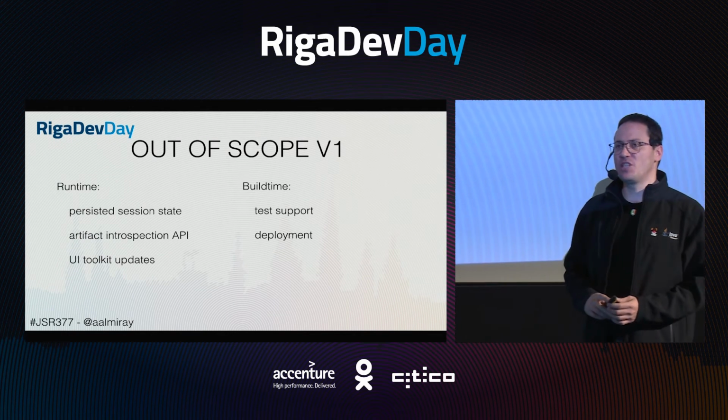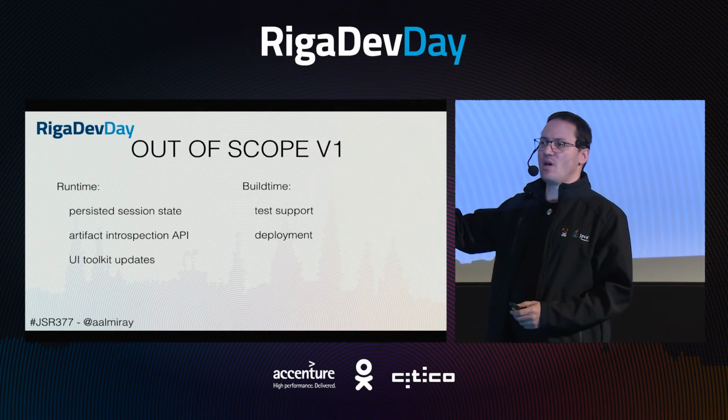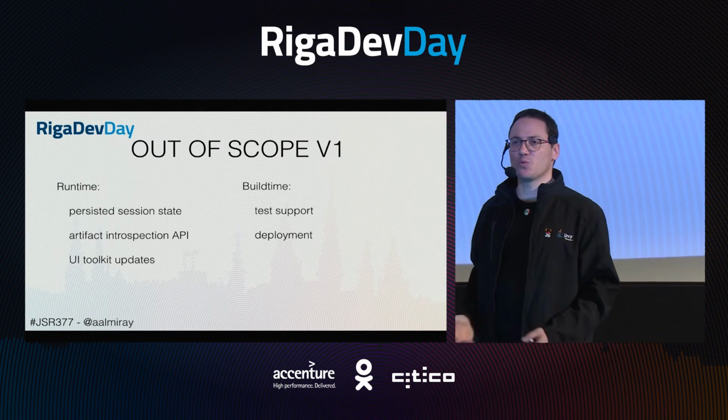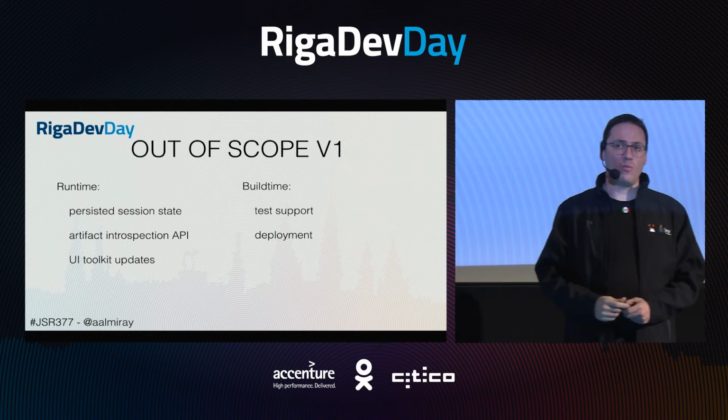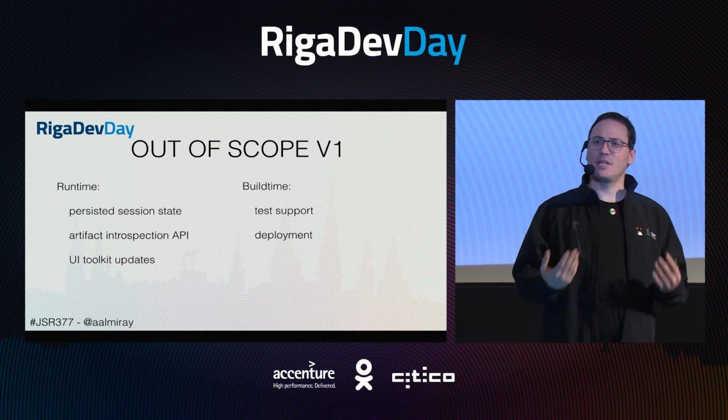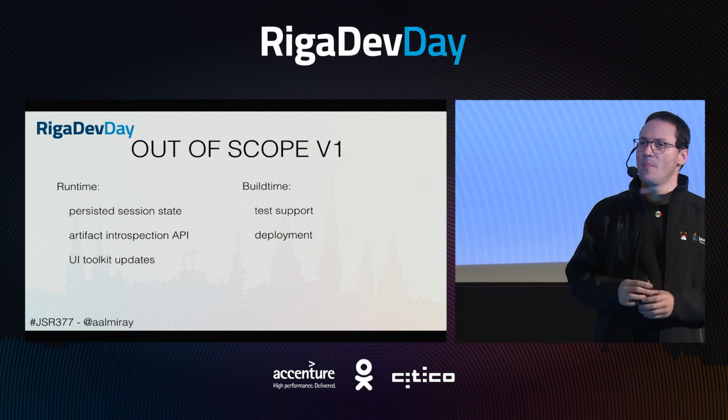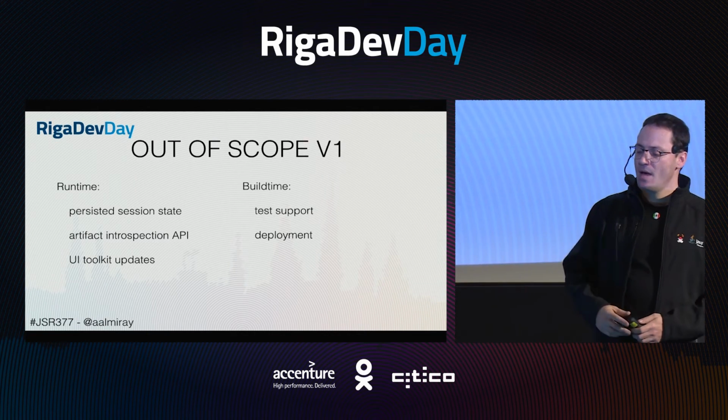Out of the scope for this version, because we would like this JSR to have more than one version, just like it happens with Java EE, are the following things for now. We don't need to come up with a persistent session state in the API itself. The implementers can do it on their own.